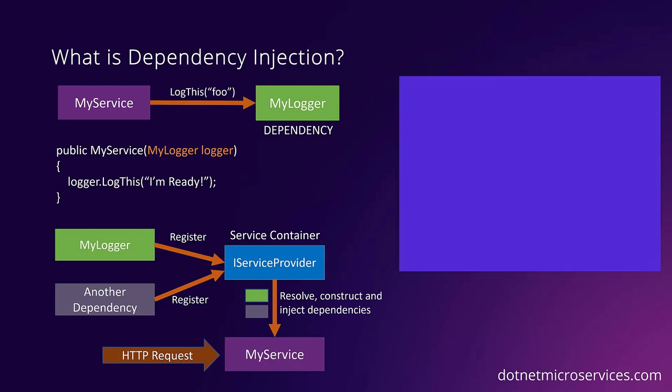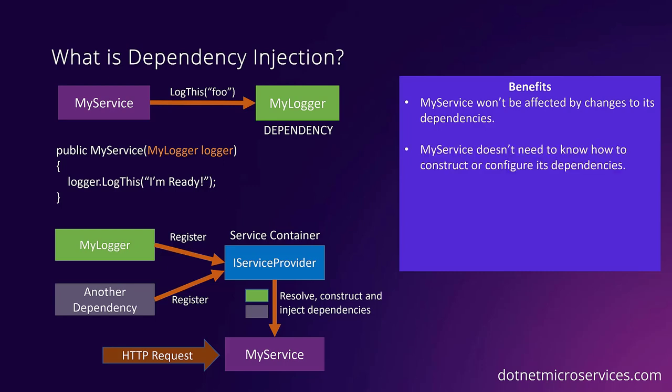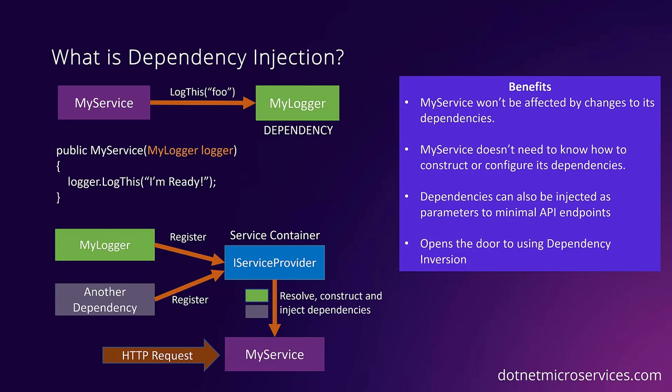This enables multiple benefits for your application. To start with, MyService won't be affected by changes to its dependencies. It doesn't matter how many times the constructor of MyLogger changes, there is no need to change MyService. Moreover, MyService won't be creating instances of MyLogger, so it doesn't need to know how to construct or configure it. If your application uses minimal APIs, dependencies can also be injected as parameters to your minimal API endpoints. Finally, dependency injection opens the door to using dependency inversion.